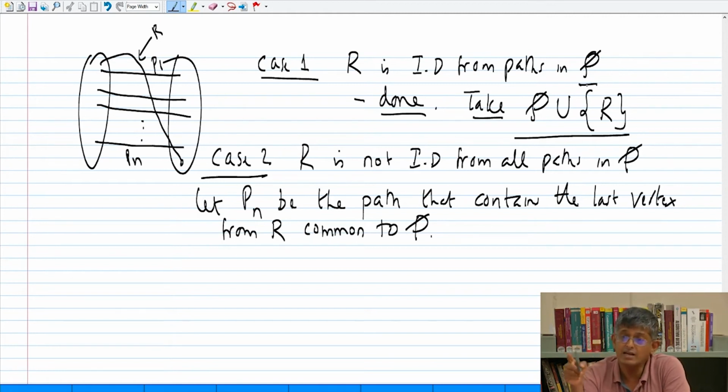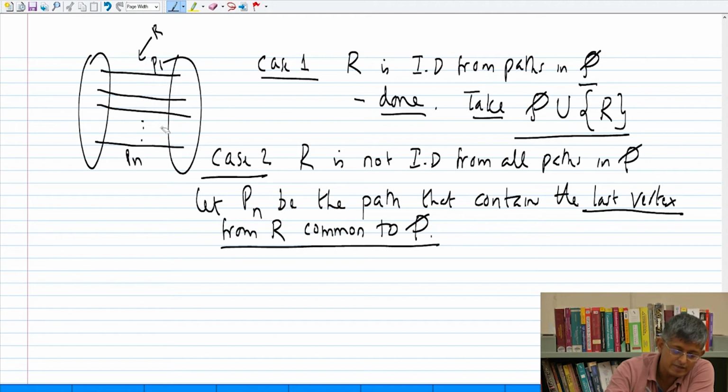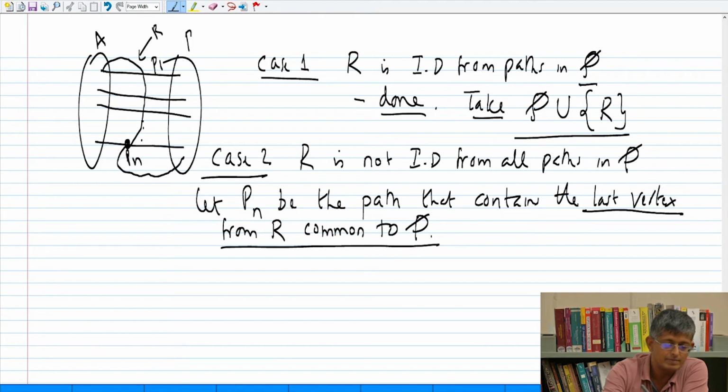This procedure will end finally, because you know that R is not internally disjoint with all the paths, which means there is a last vertex from R which is common to P, right? I hope the thought process is clear. This picture is not well drawn, so let me erase this part. So the path from R looks like this. This is the last vertex which is common to any path in P, and after that it charts its own new set of vertices and ends inside B. Fine. Let us call this vertex X.